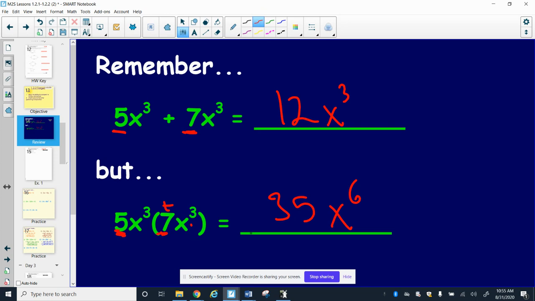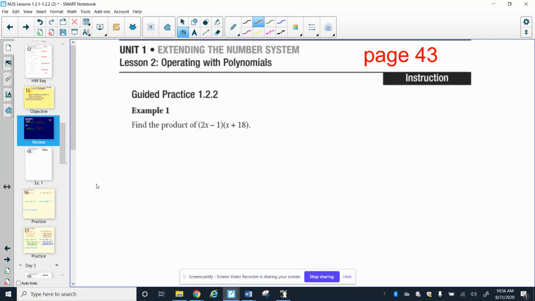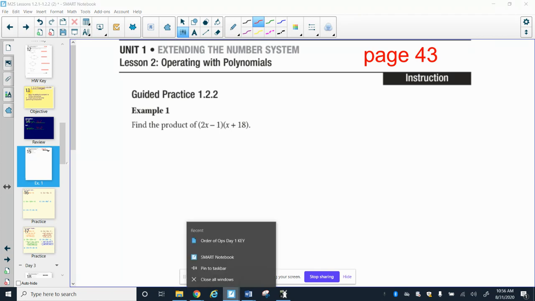So our first problem that we're going to do is called double distributing. That's what we'll start with in our textbook on page 43. These are both examples of polynomials. 2x minus 1 is a polynomial, x plus 8 is a polynomial. They're actually called binomials because they each have two terms, right? 2x and negative 1, and then also x and 8. Each of them contains two terms.